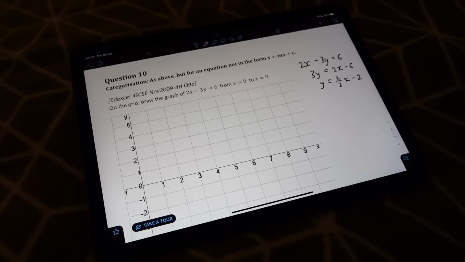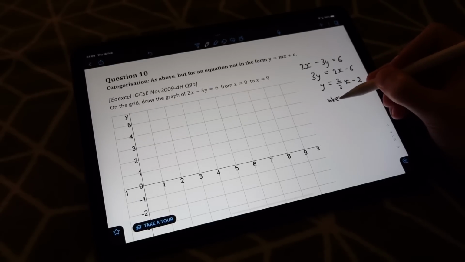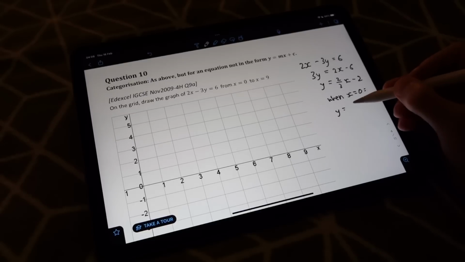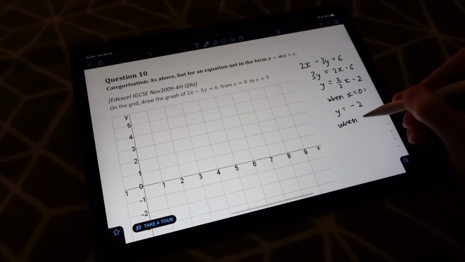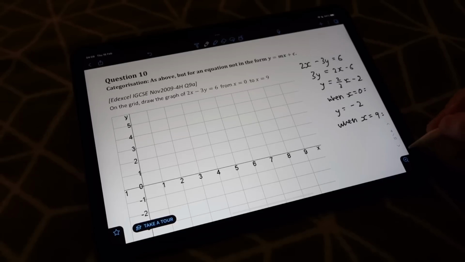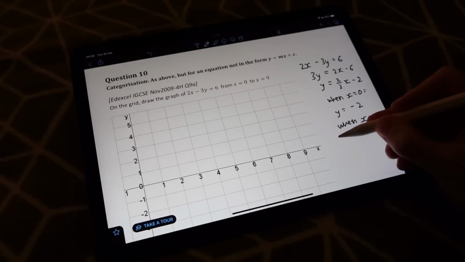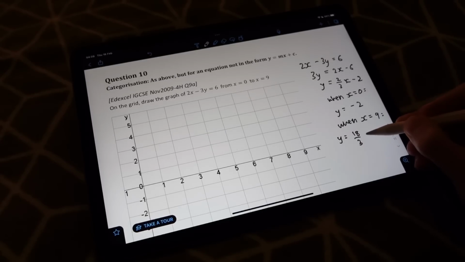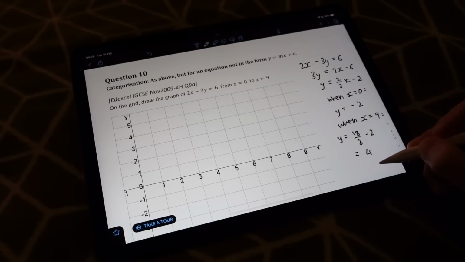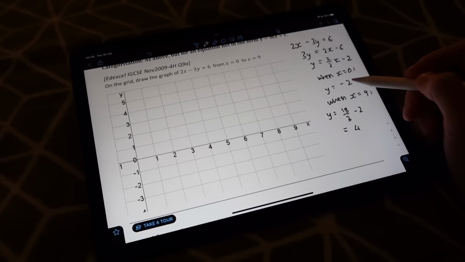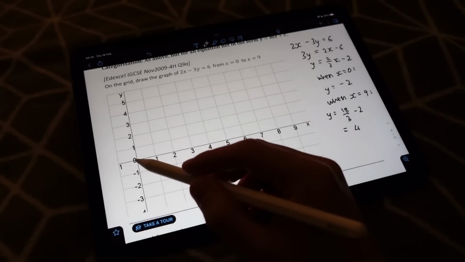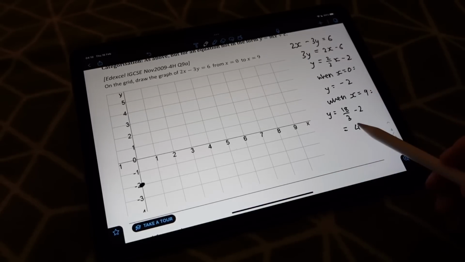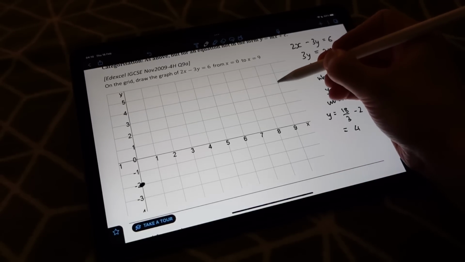Now, when x is equal to 0, y is just going to be, well, this is just 0 minus 2, so that's just minus 2. And when x is equal to 9, this time we're actually going to have to work it out. We're going to have y is equal to 2 times 9, it's 18 over 3, well, that's just 6, minus 2. 6 minus 2 is 4. So our 2 points this time are 0, negative 2, down here. And 9, 4. 9, 4.